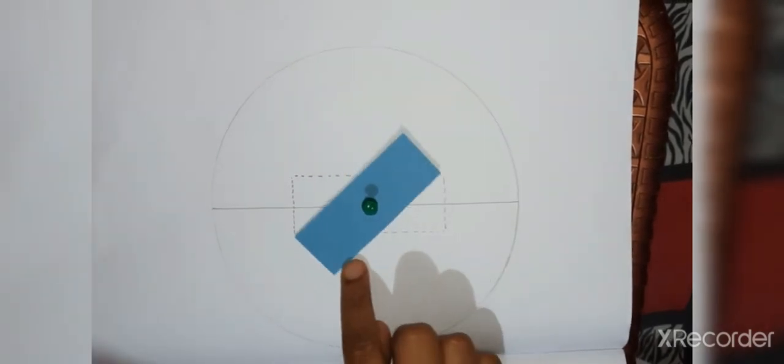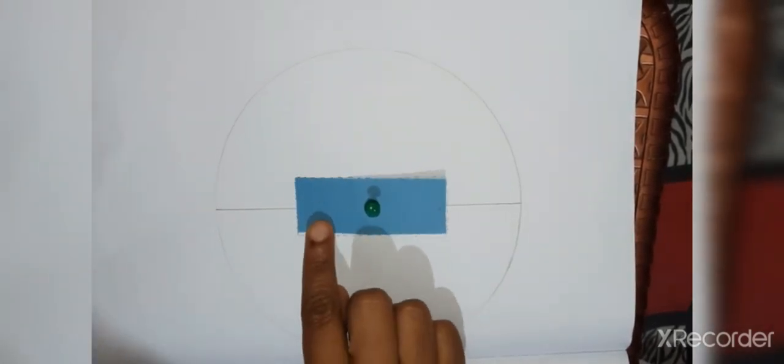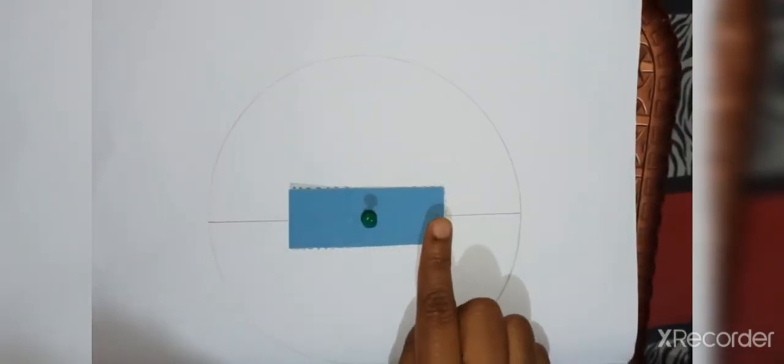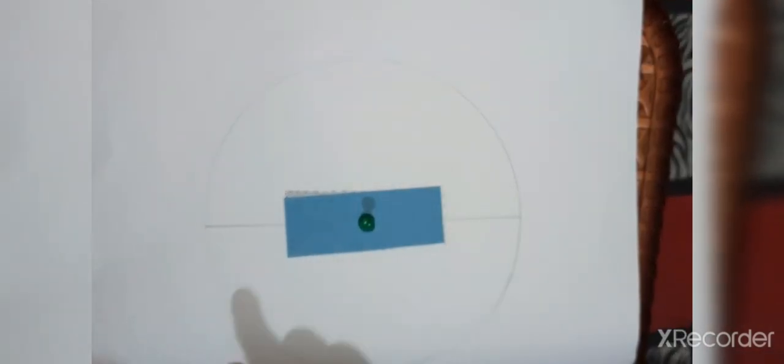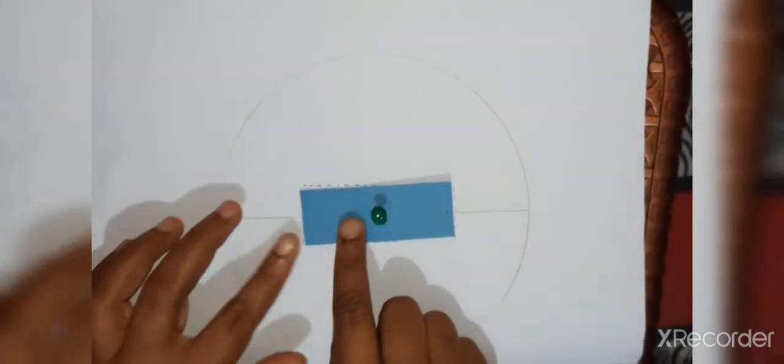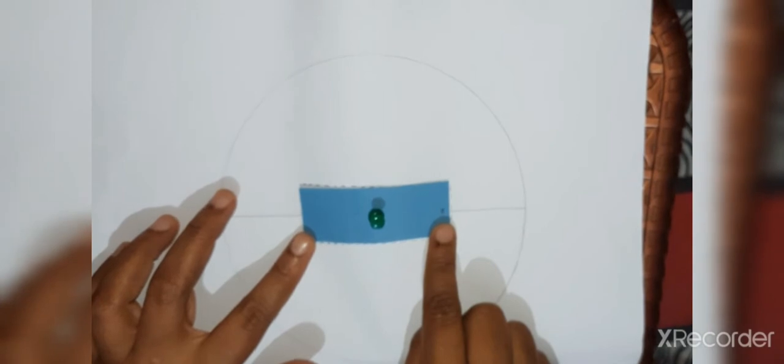When I bring it here, now the dot has moved to the opposite direction. That means it is half a turn, and at half a turn it is looking the same, isn't it? It's fitting into the outline.